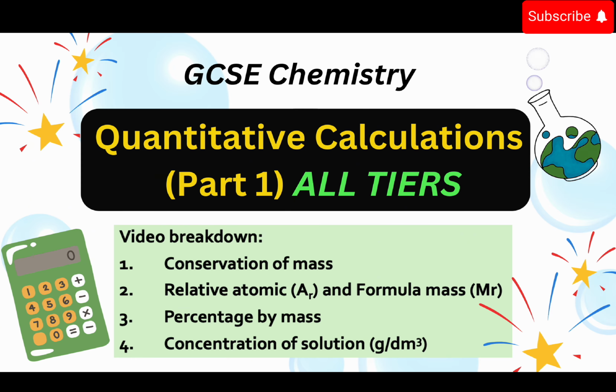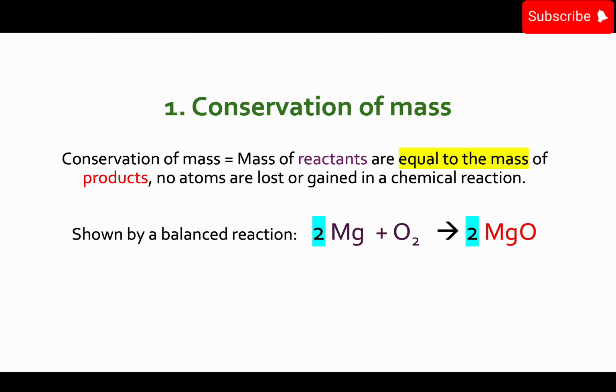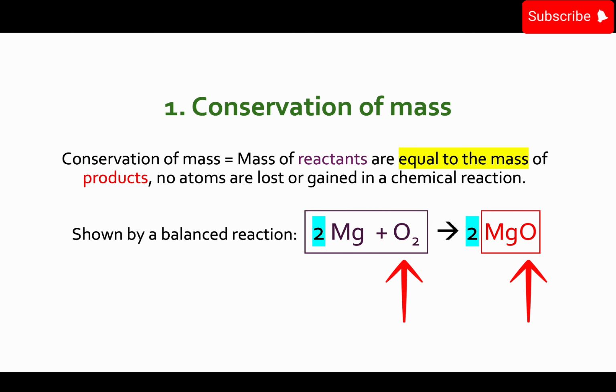So let's begin. Conservation of mass is essentially that the mass of reactants is equal to the mass of products, so no atoms are lost or gained in a chemical reaction. This tends to be shown by a balanced reaction, so you have 2 magnesiums on the reactant side and 2 magnesiums on the other side of the arrow, the product side. You also have 2 oxygens on the reactant side and also 2 more oxygens on the product side, as shown by that 2 at the front, which goes for everything that comes after it.